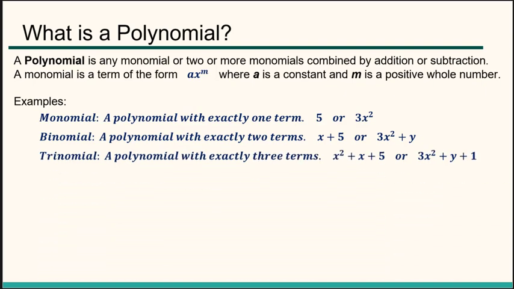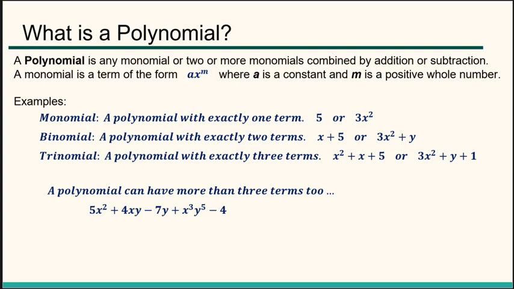A trinomial is a polynomial with exactly three terms. So we have an x squared guy, an x, and a 5. That's three separate terms. 3x squared is a term, y is a term, and 1 is a term. That's another example of a trinomial. A polynomial can have more than three terms too. It can have a bunch. There's a polynomial right there.